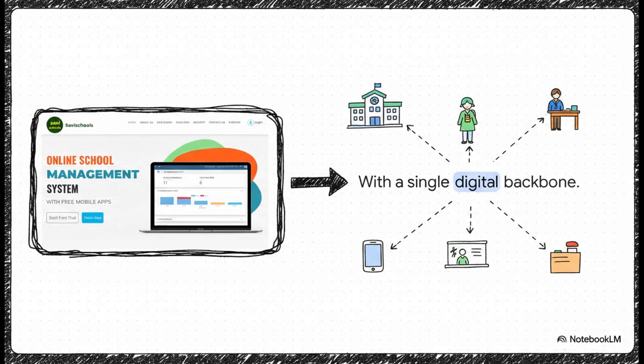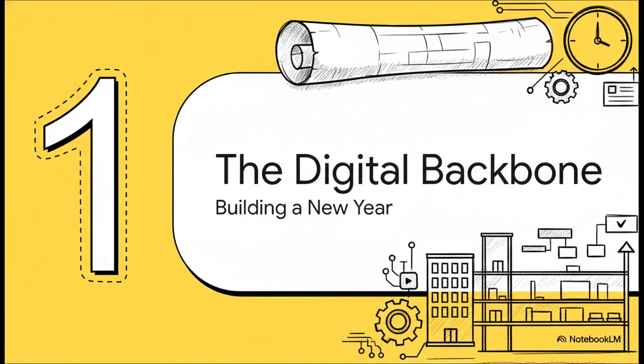For this explainer, we're going to be looking at an example from a company called Savvis Schools. Think of this software as the school's digital backbone. It's the one thing that connects every single moving part, from the principal's office all the way down to a parent's smartphone. So where do you even start with something like this?